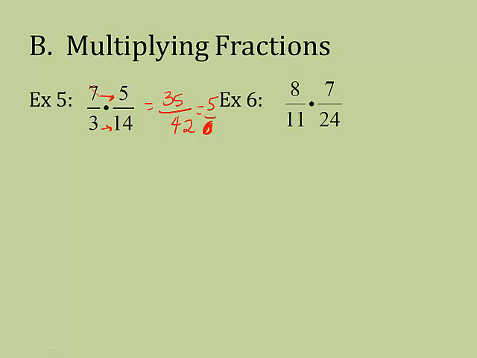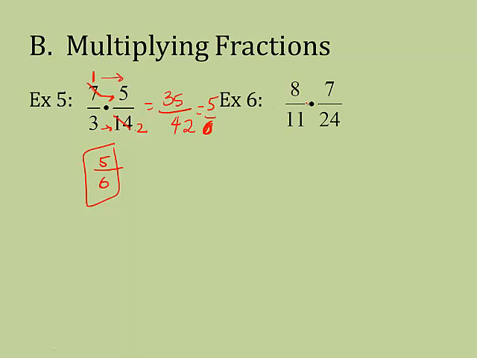But if you notice that the top and the bottom are multiples of one another, you can reduce as you go, which would do 7 goes into 14 2 times, and leaves a 1 here. And then if I multiply straight across, I'd still have 5 over 3 times 2, which is 6. So I would get my reduced answer immediately if I reduce as I go.